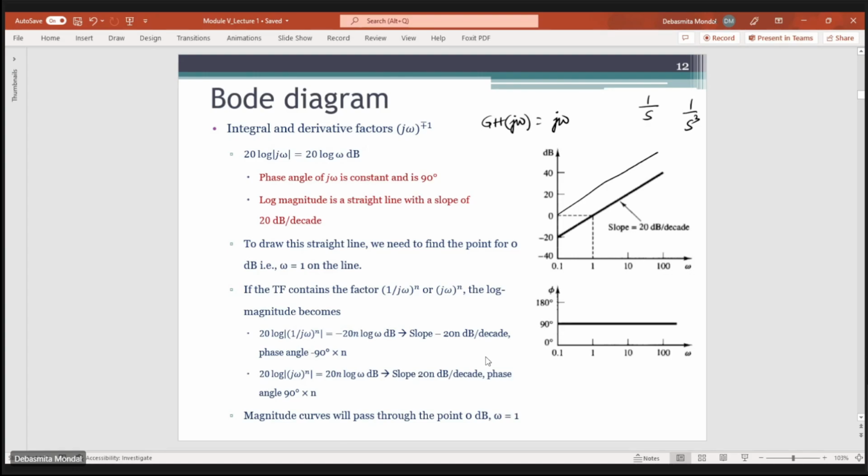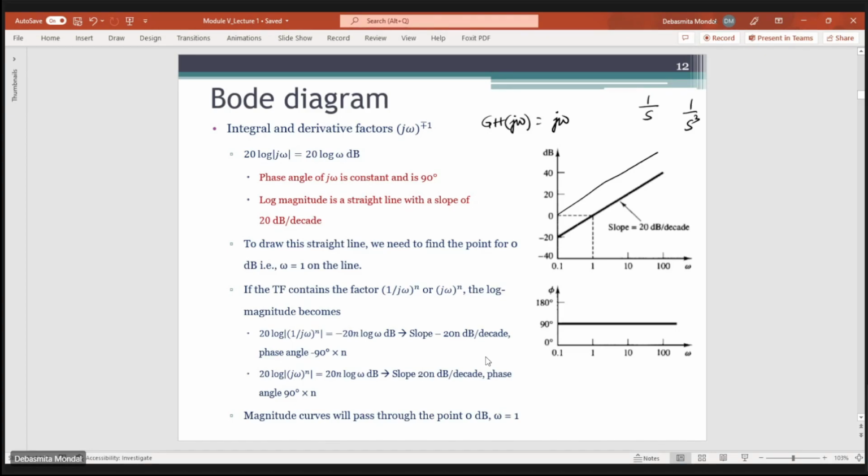So you see that depending on how many poles or zeros are present in your system, the slope of the Bode diagram will change. Similarly, if you have multiple zeros, that means if you have n number of zeros at s equals 0, that means (j omega) to the power n.